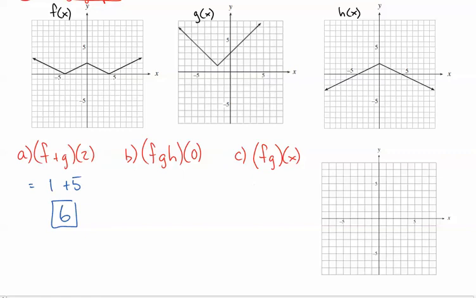Next, I'm evaluating the functions f, g, and h multiplied together for the input of 0. F with an input of 0 has a result of 2. I'll multiply that. G with an input of 0 has a result of 3. And h with an input of 0 has a result of 2. This answers 12. This next one's a little bit tricky.